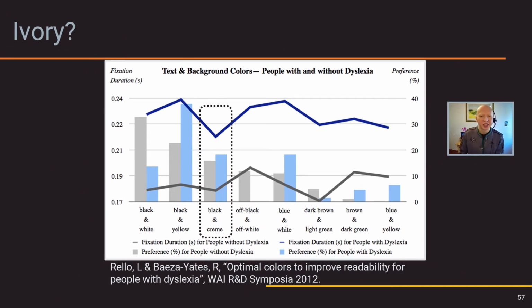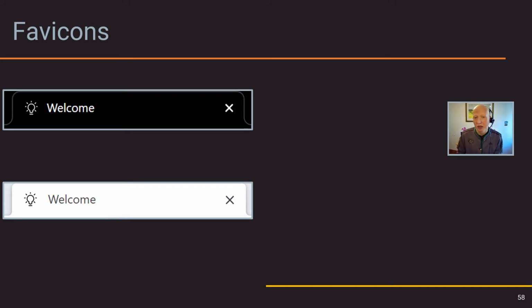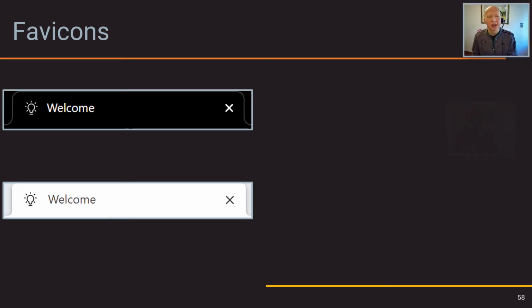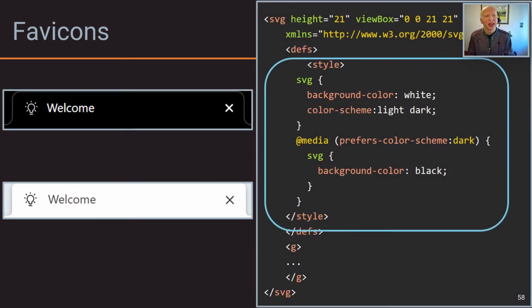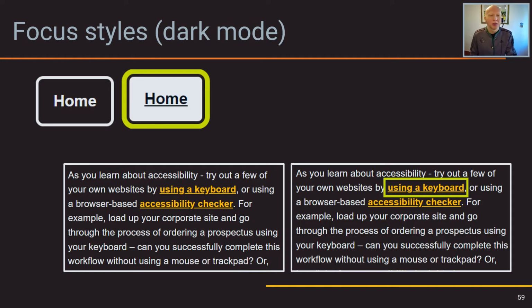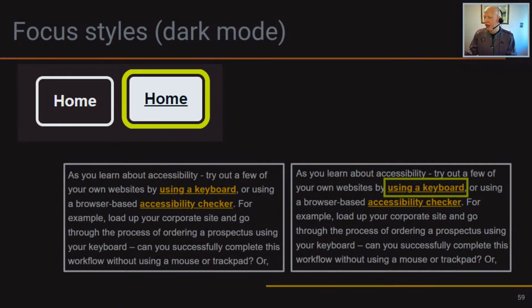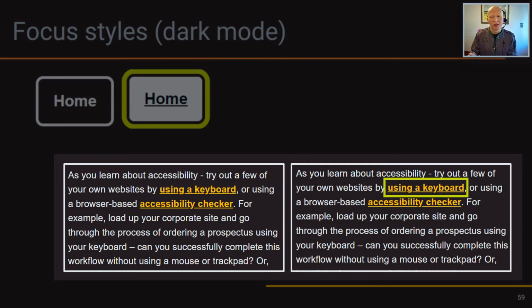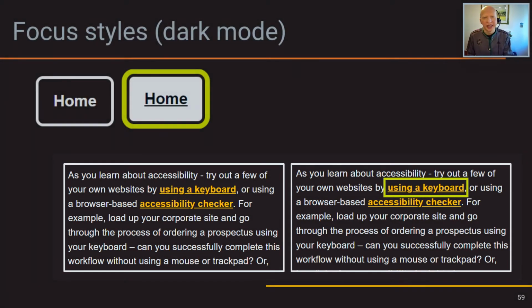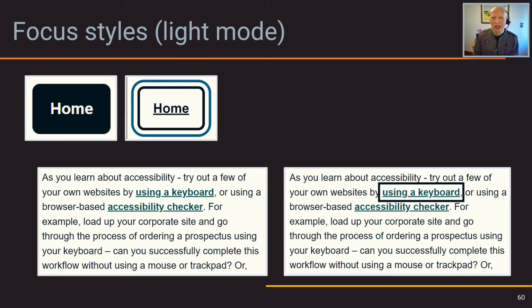Using SVG favicons, you can set them to have different color schemes dependent on theme choice by adding CSS styles within the SVG. And here are examples from my personal site of clear WCAG 2.2 compliant focus indicators in dark mode. Here you can see focus indicators for an unselected button on the left, a selected button on the right, and on the left we have two links, and on the right one of those links has been selected. And you can see the same approach in light mode.